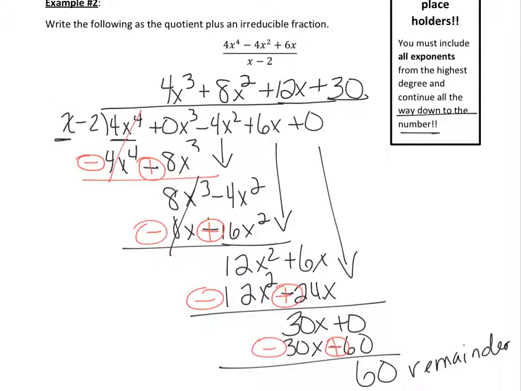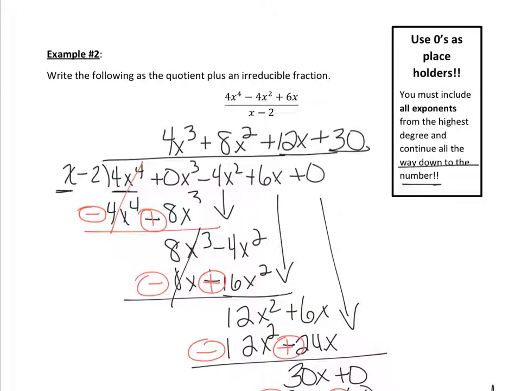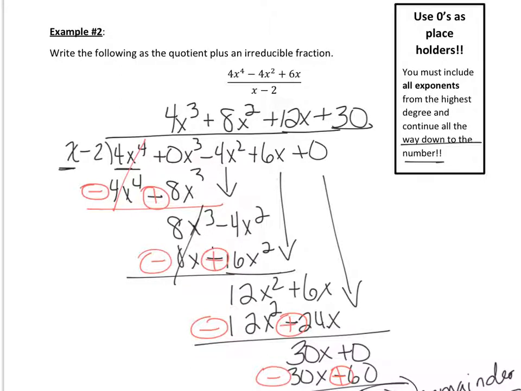So this is what I got. You may want to pause it, look at it, make sure, fairly certain I'm right. You never know. So you'll notice I got a remainder of 60. That's my remainder. So what the question says here is write the following as a quotient plus an irreducible fraction. That just means cannot be reduced. Cannot reduce. Whatever, if you can read that I wrote cannot reduce.